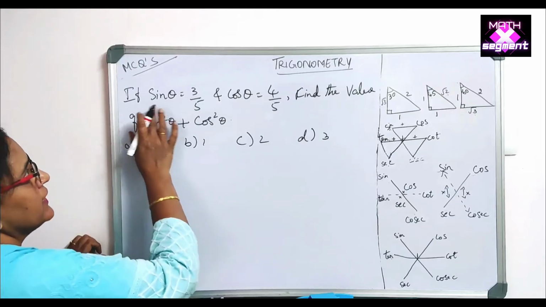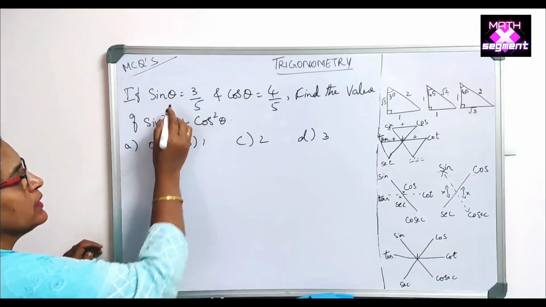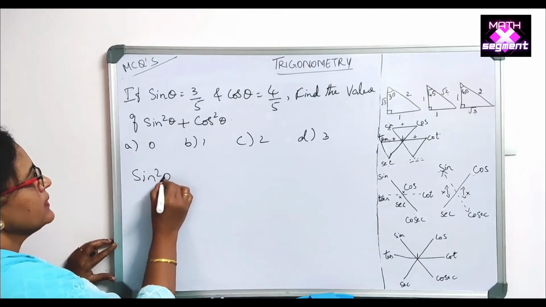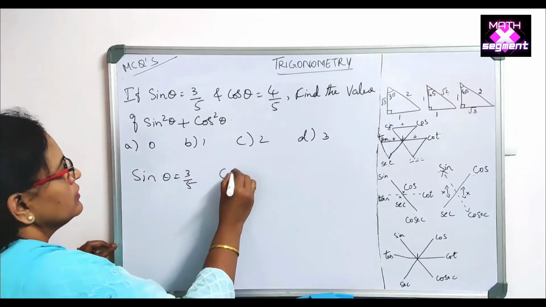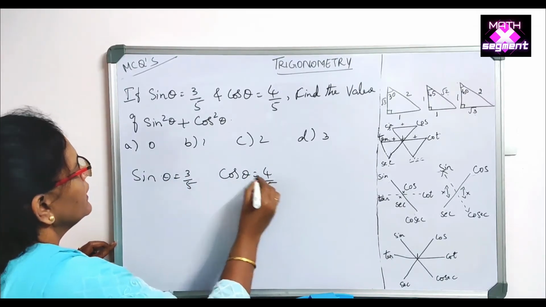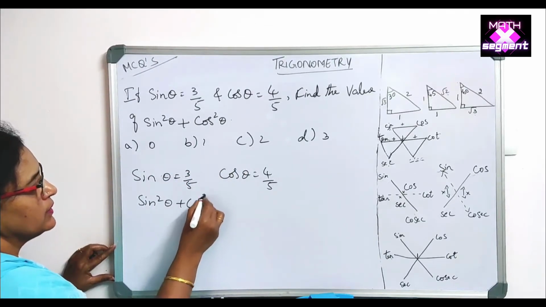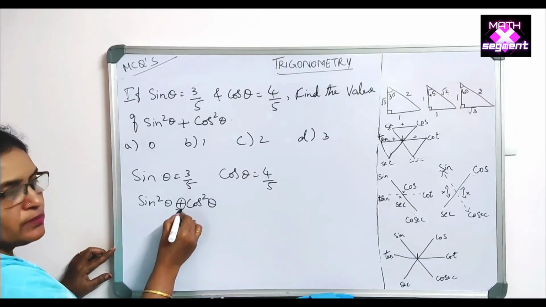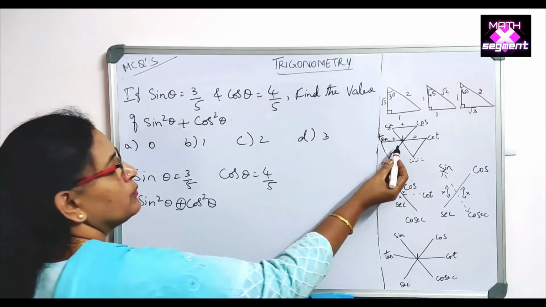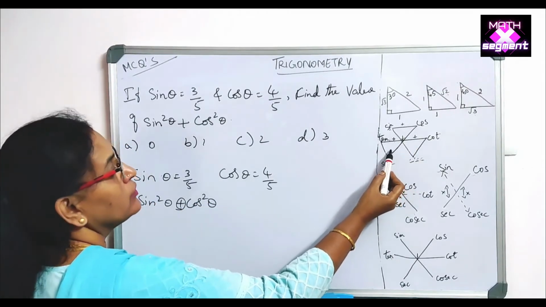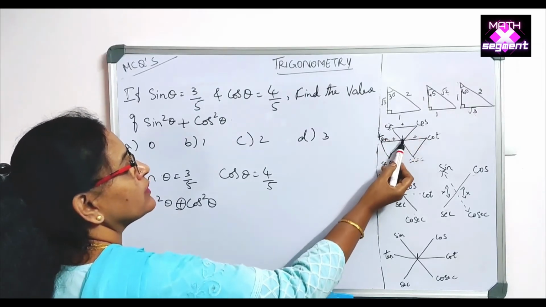Let's solve the next question. If sine theta is 3 by 5 and cos theta is 4 by 5, find the value of sine square theta plus cos square theta. The given information is sine theta is equal to 3 by 5 and cos theta is equal to 4 by 5, and they have asked you to find sine square theta plus cos square theta. Whenever the plus sign comes in between two terms, we have to understand it belongs to the trigonometric identity formula. So sine square plus cos square is nothing but 1.